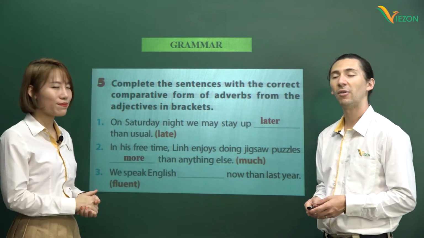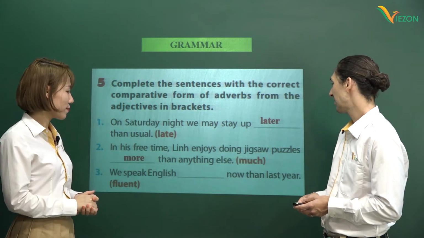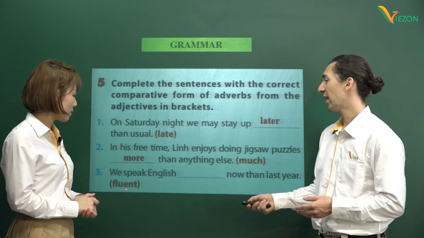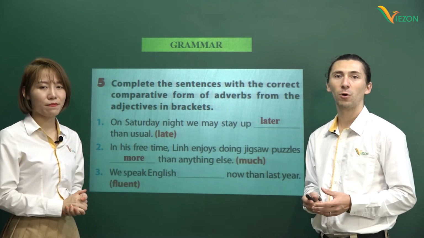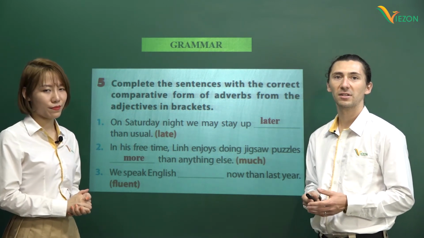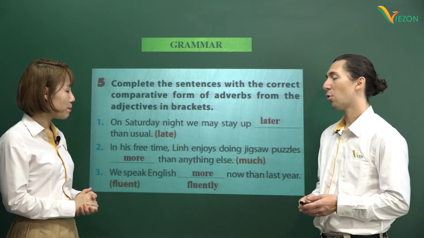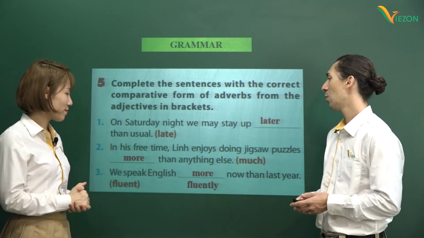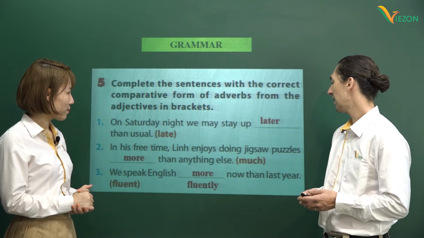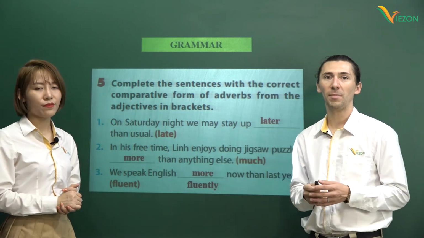And number 3. All right, number 3 says, we speak English now than last year. And the word in the brackets we have is fluent. So how can we use the comparative form of fluent in this sentence? If you said more fluently, you are correct. So let's go ahead and read that one more time. We speak English more fluently now than last year. All right, so this one's the long form of the comparative.